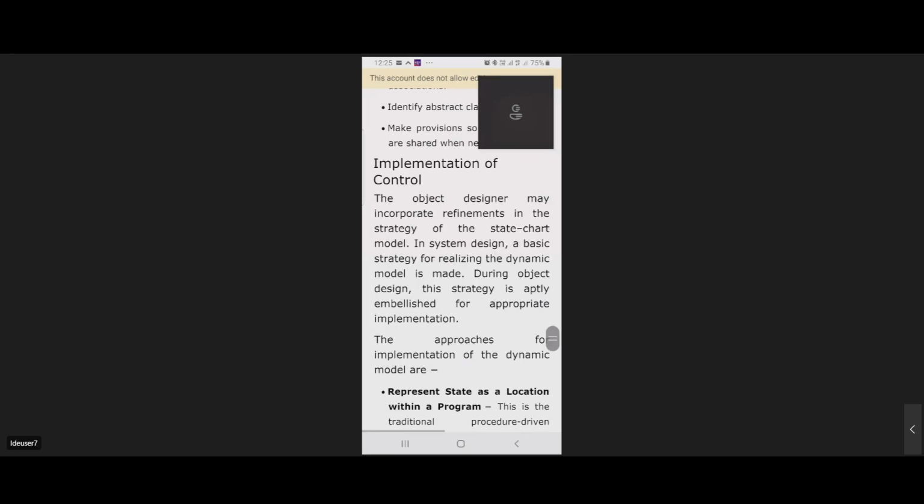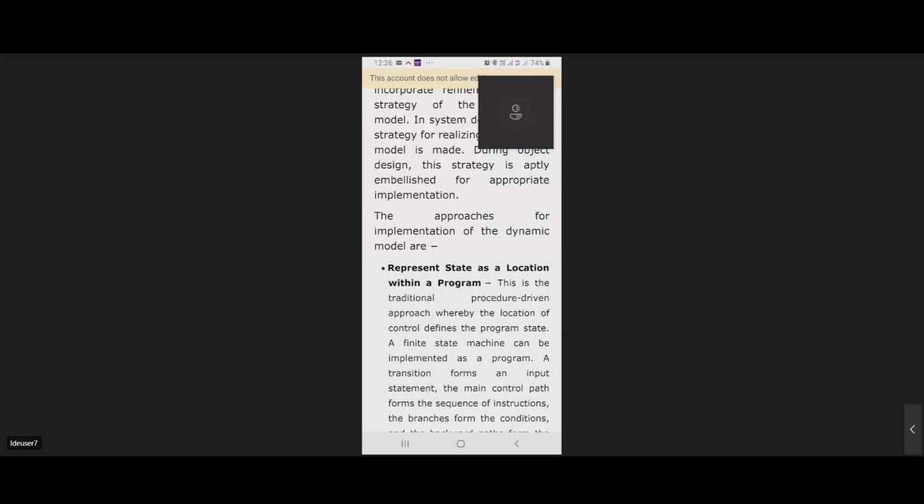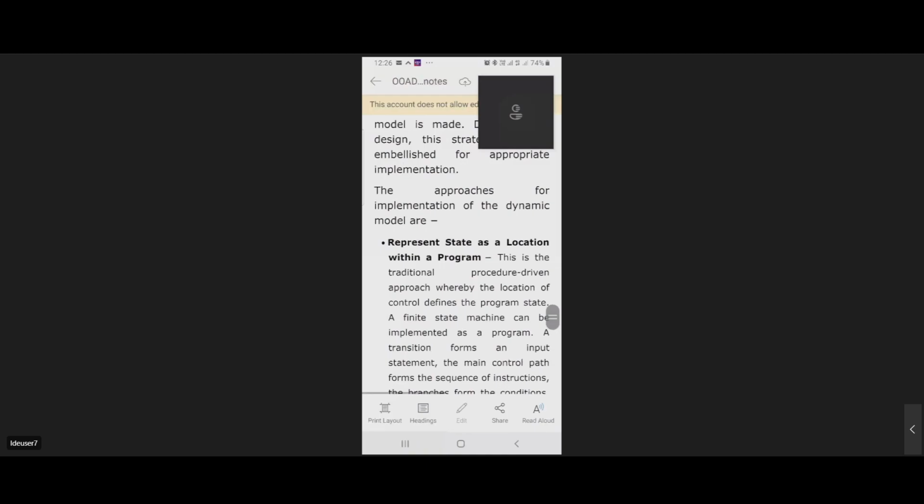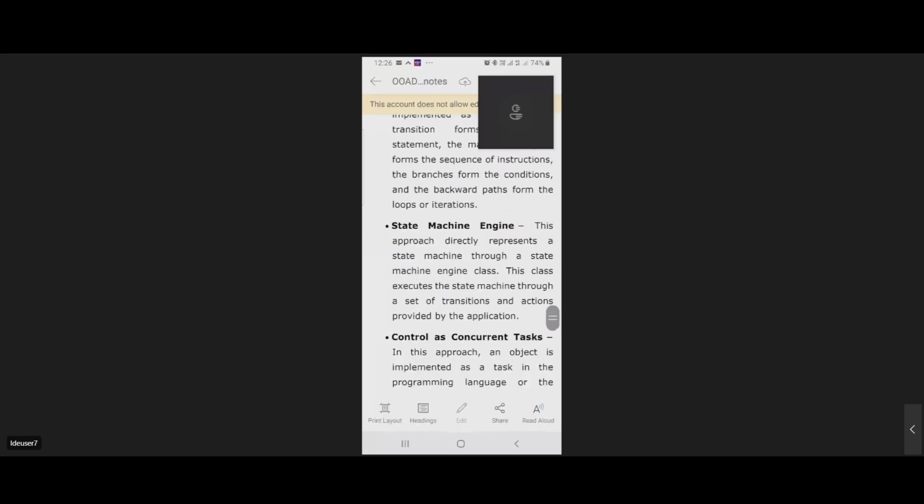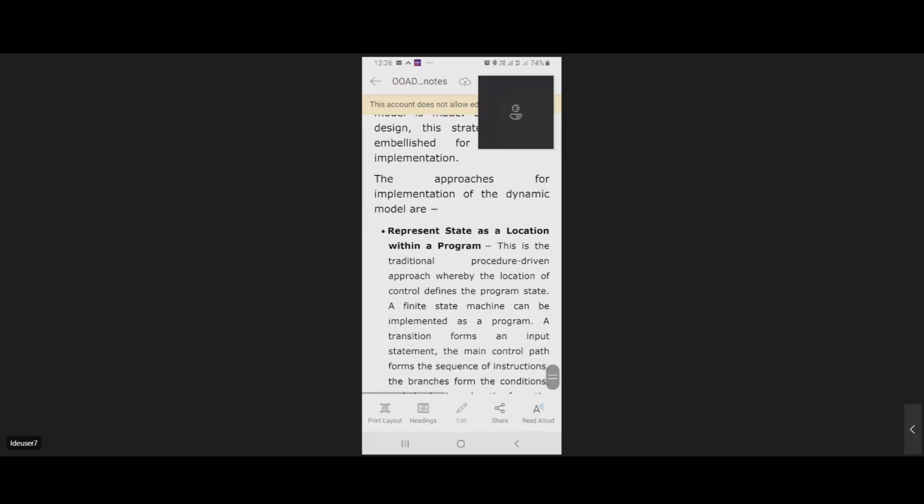The implementation of control. The object designer may incorporate refinements in the strategy of the state chart model. In system design, a basic strategy for realizing the dynamic model is made. During object design, this strategy is further embellished for appropriate implementation. So what are the implementation approaches in the dynamic model? Represent state as a location within a program, state machine engine, and controllers as concurrent tasks. These come under the approaches to implementing the dynamic model.